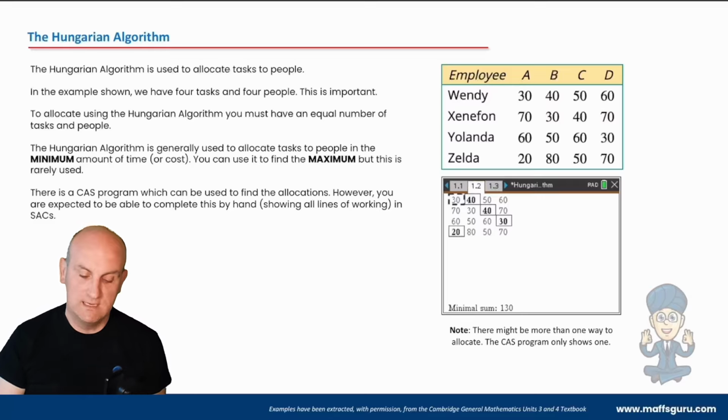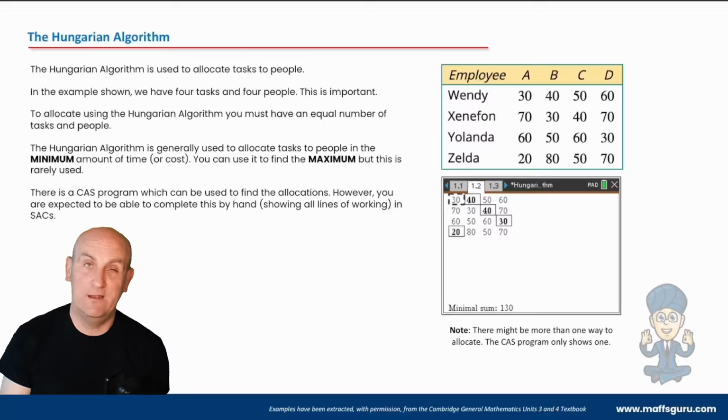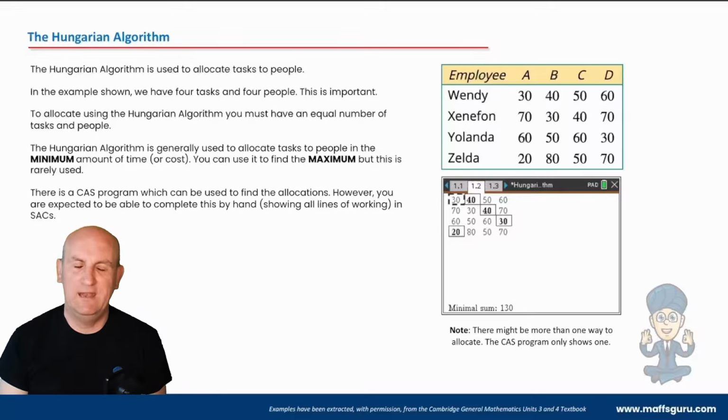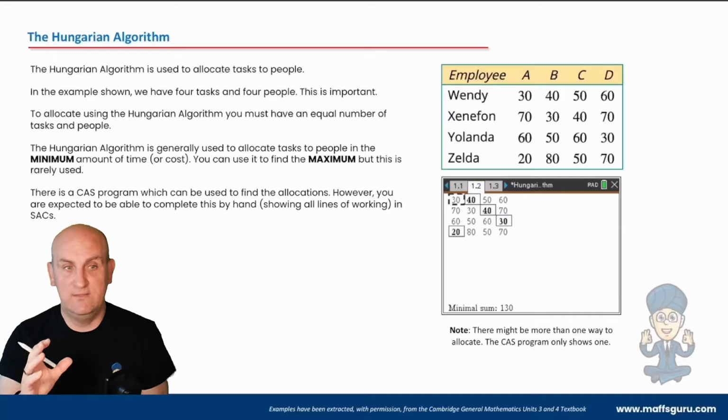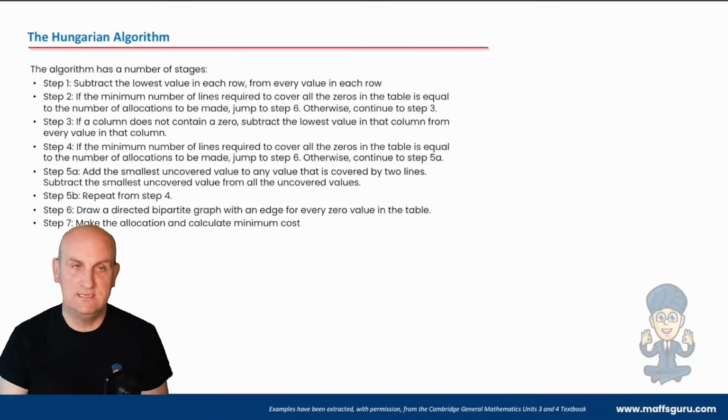Phenomenally important. Now, for those of you who want to know where to get that program from, it has to be downloaded by your teacher. It is freely available online. If you just put in Hungarian Algorithm TI-Nspire, undoubtedly the TI website will come up, but you're going to need the teacher to install it onto your calculator through their teacher software.